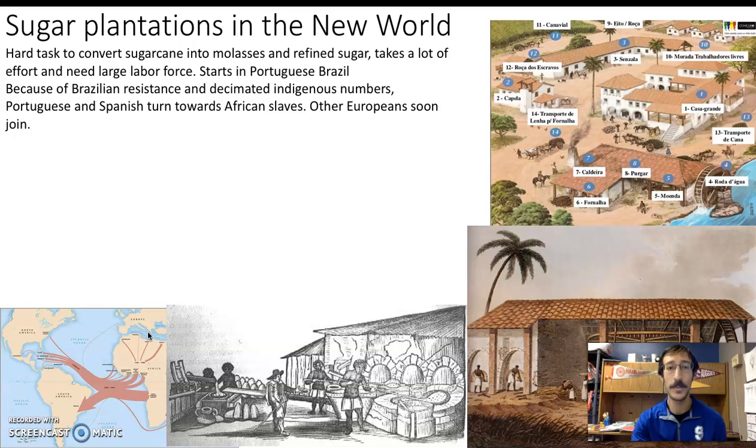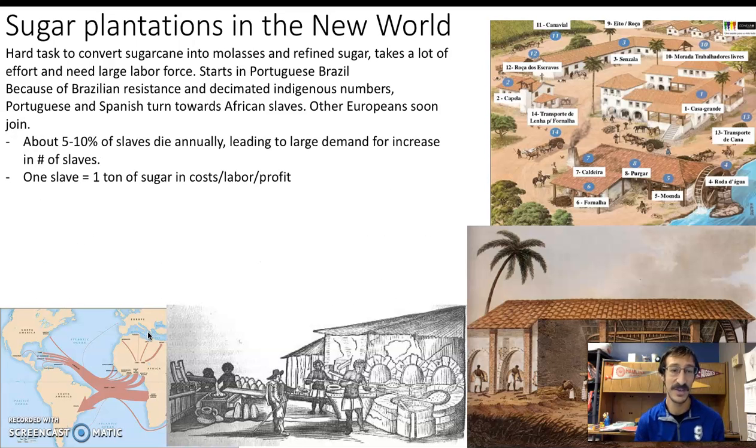In terms of how damaging this is, about how many people actually ended up dying? About 5 to 10% of all slaves died annually, both in the actual moving of them across the ocean and in the manual labor that they're doing. That means there is a large demand for an increased number of slaves, because we're trying to produce more and more of these crops. We need more and more slaves because we're trying to expand production, but also a very large percentage is dying every single year.